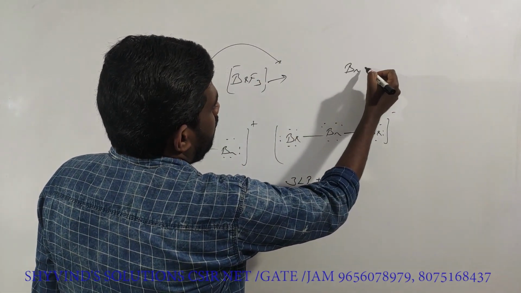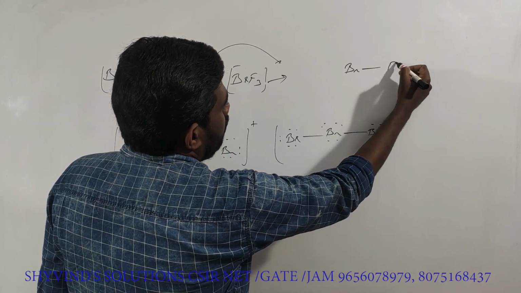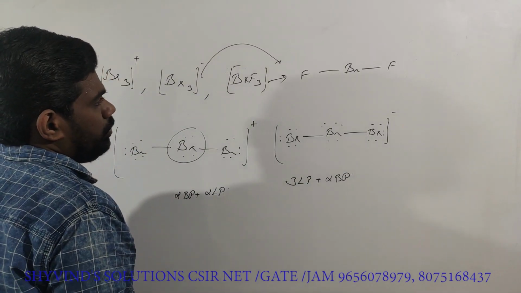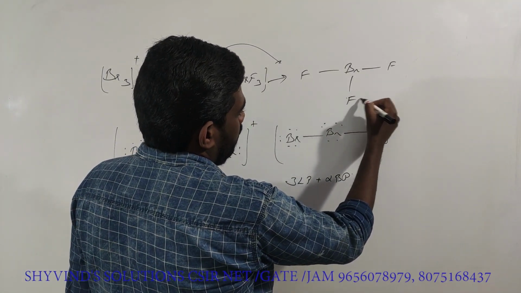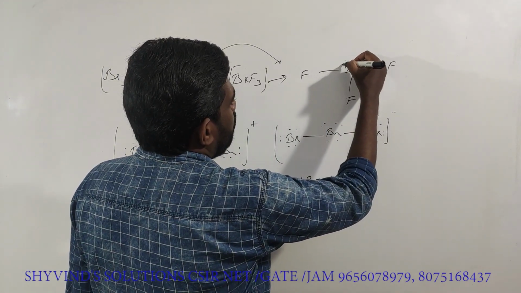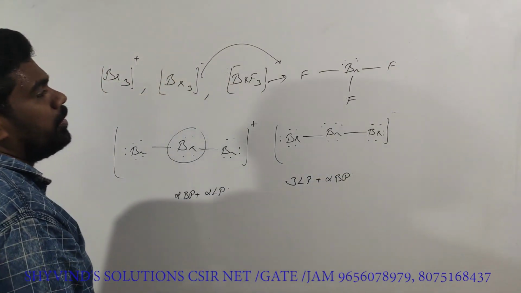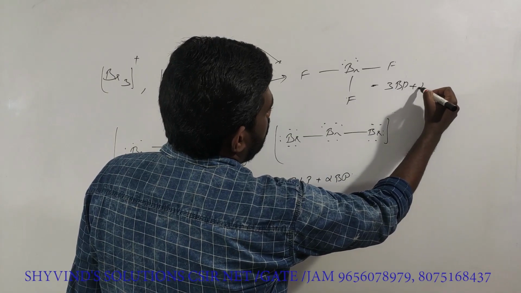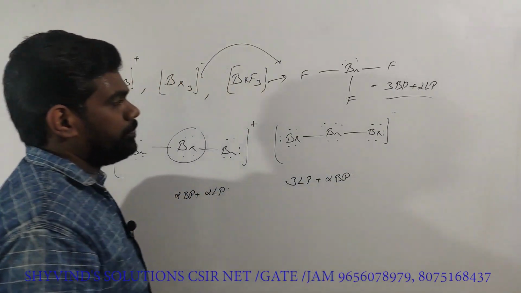BrF3. Okay, F, and bromine has 7 electrons around it, and 1 forms a bond with F like this. Now the remaining 2 lone pairs. Okay, so it will be 3 bond pairs plus 2 lone pairs. So that is the situation.